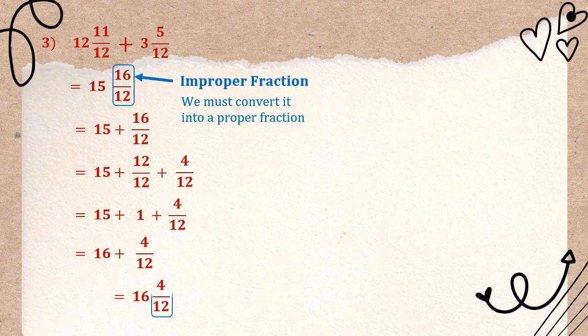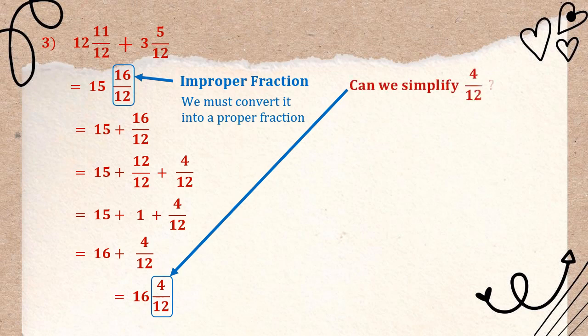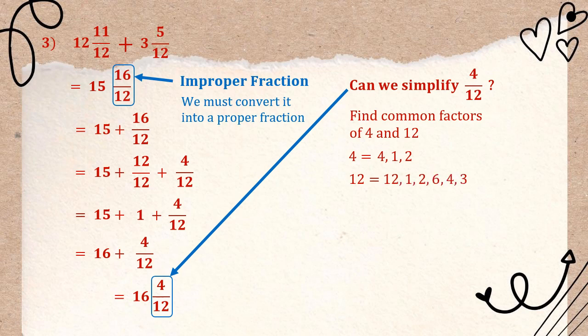Now once again we have this question, is 4/12 in its simplified form? We don't know. Let's see. So we will first write all the factors of 4, and we get the factors as 4, 1, 2. We write all the factors of 12, and they are 12, 1, 2, 6, 4, and 3. Now, comparing the factors of both the numbers, we see 2 and 4 are common to both of them. But we will take the greater of the two common numbers, which is 4, and we can divide 4 by 4 and 12 by 4. So the simplified version of the mixed number will be 16 1/3.